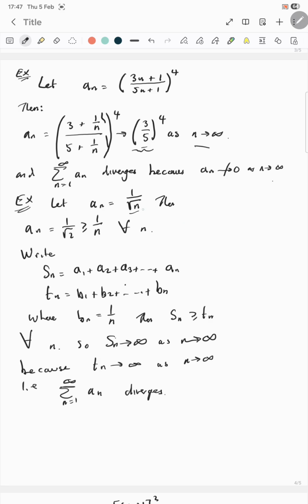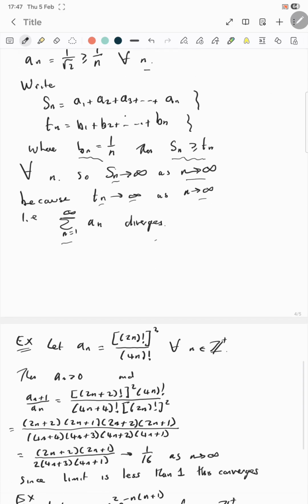We'll let a of n equals 1 over the square root of n. Then a of n equals 1 over square root of n is greater or equal to 1 over n for all n. We'll write s of n and t of n here, where b of n equals 1 over n and s of n is greater or equal to t of n for all n. So s of n tends to infinity as n tends to infinity because t of n goes to infinity as n goes to infinity, i.e. the sum from n equals 1 to infinity of a of n diverges.